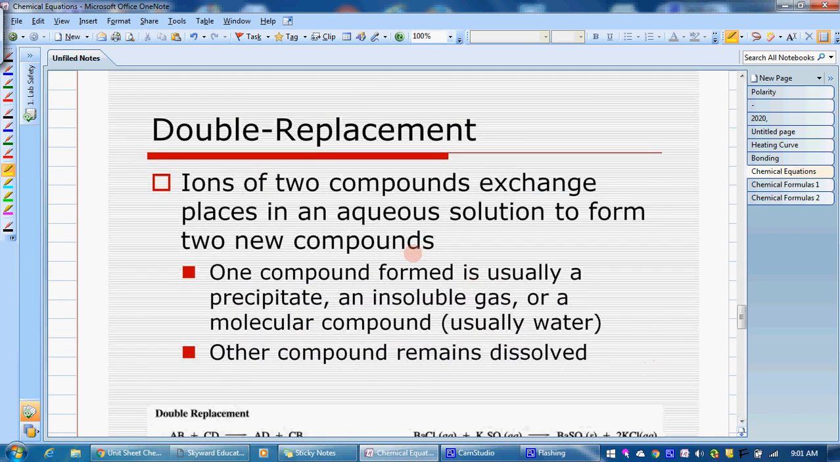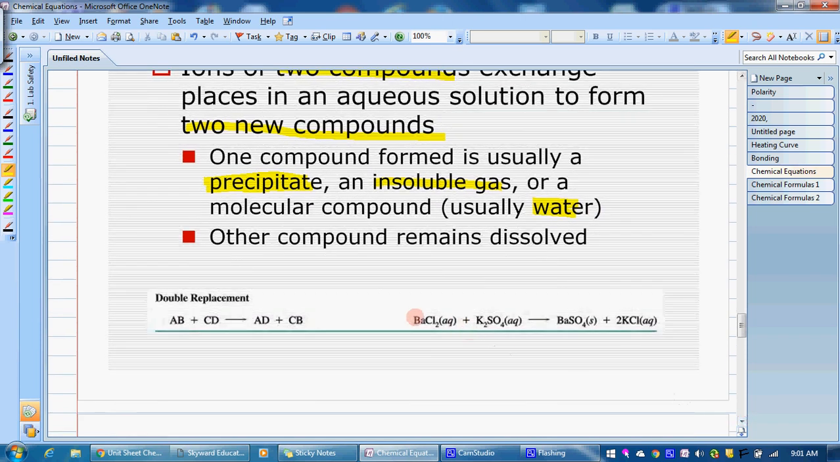Double replacement then, you have 2 compounds again, forming 2 new compounds. Okay, a lot of times one's a precipitate. What that means is a solid is formed. Sometimes it's a gas that bubbles out, and sometimes it's just water that's formed, okay, just depending on the situation. Usually everything remains dissolved. So again, you can see here you've got a compound, another compound, and then the metal here switches places with the metal here, and they just flip-flop.